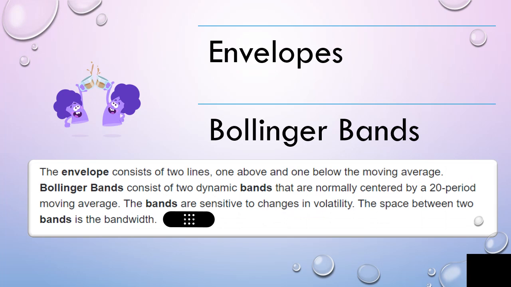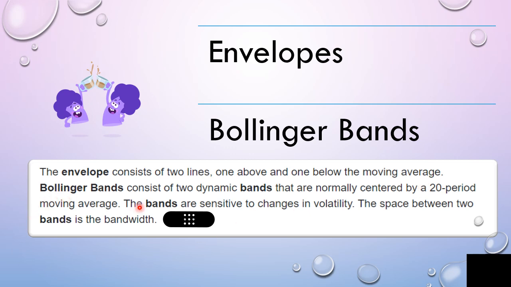Okay, so kita dah habis untuk berkenaan dengan exponential moving average. So now we go to envelopes and also Bollinger Bands. Okay, so apa beza antara dua ni? The envelope consists of two lines. Okay, line pertama adalah above and the one below the moving average.